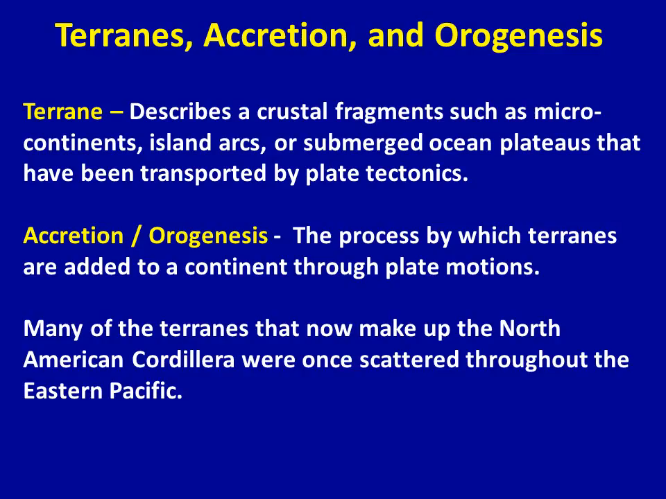Now, I want to describe what a terrane is, and I'm not talking about terrain spelled T-E-R-R-A-I-N, but T-E-R-R-A-N-E. A terrane, in this case, describes crustal fragments such as microcontinents, island arcs, or submerged ocean plateaus that have been transported across the oceans by plate tectonics, and these are the things that sometimes end subduction. Japan would be an example of an island arc like this. Madagascar would be an example of a microcontinent. There are many submerged ocean plateaus under the ocean that fall into this category as well.